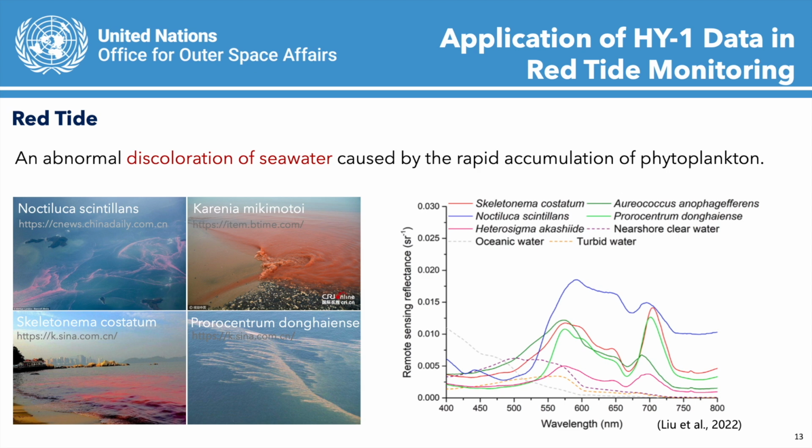And although individual spectra vary, most red tide events share 2 common spectral features. Number 1, a reflectance enhancement near 550 nanometers, which is the green band. And number 2, a chlorophyll-a fluorescence peak near 678 nanometers.